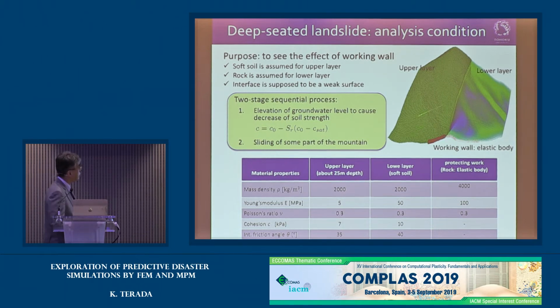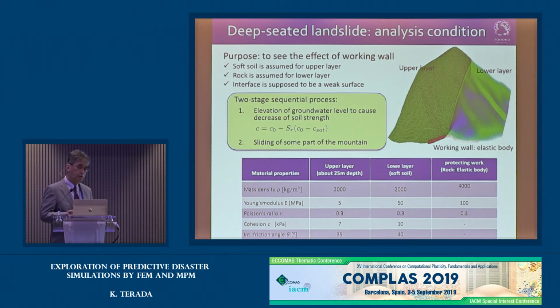Then this mountain is composed of the upper layer and the lower layer. Soft soil is assumed for the upper layer, and the lower layer is assumed to be made of rock. Also, the interface is supposed to be a weak surface in this simulation.